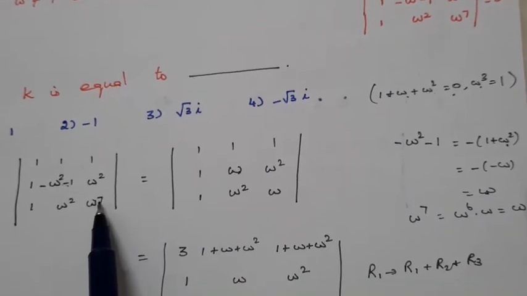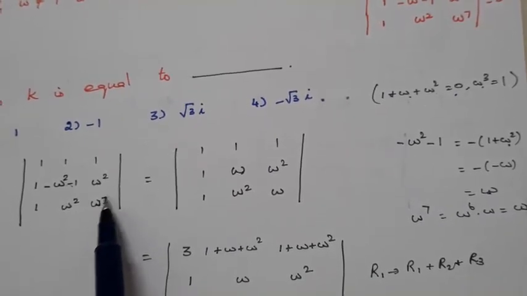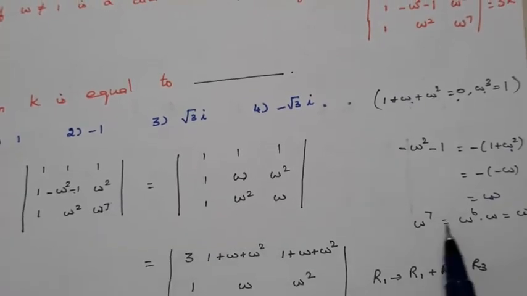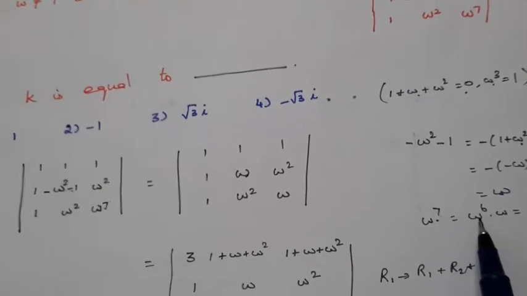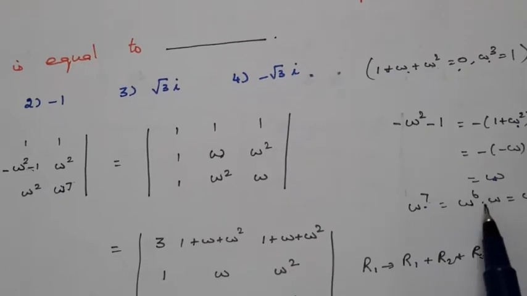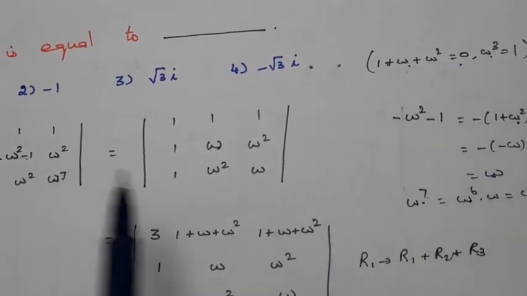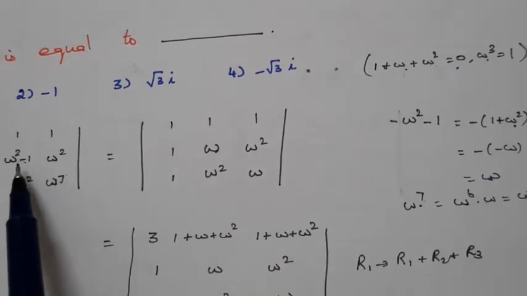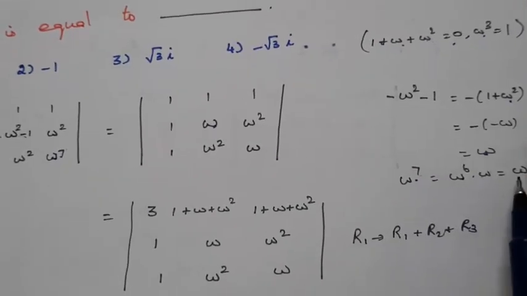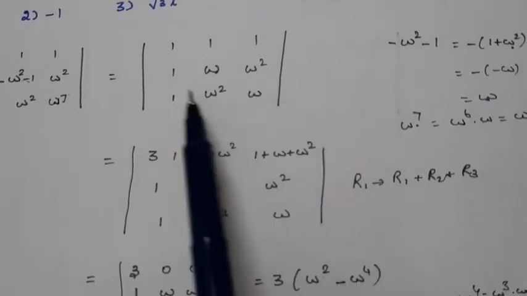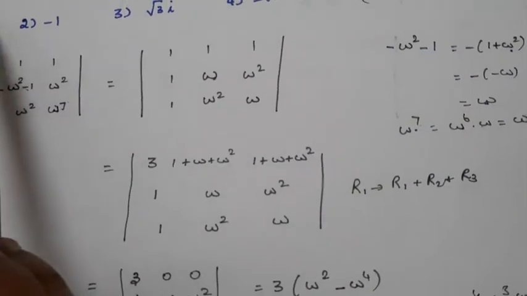Again, as here the power is greater than 3, we can replace it by either omega or omega squared by splitting like this. Omega power 7 is nothing but omega power 6 into omega. Omega power 6 is nothing but 1, so it will be equal to omega. So we can replace these two values by omega. We get the determinant as such. After simplifying this and equating it to 3k, we can get the value of k.